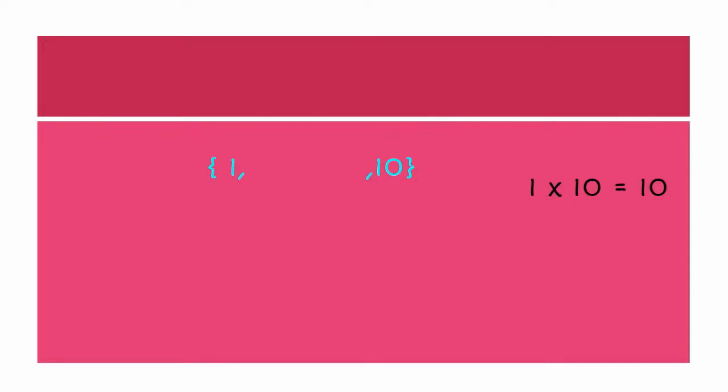Next number after 1 is 2, but 2 times what makes 10? 2 times 5 makes 10, so we have another pair to add to our list, 2 and 5. Between 2 and 5, there are no other numbers that multiply to make 10. So we have found all the factors of 10. They are 1, 2, 5, and 10.